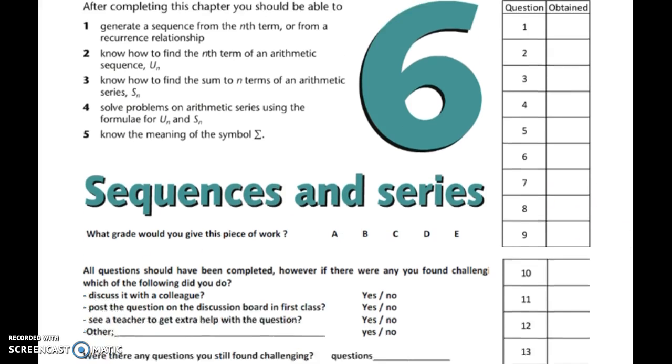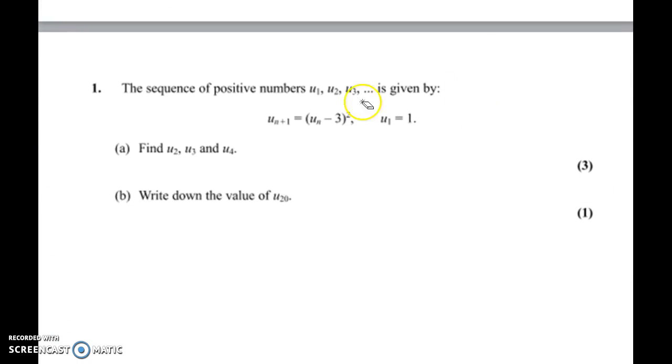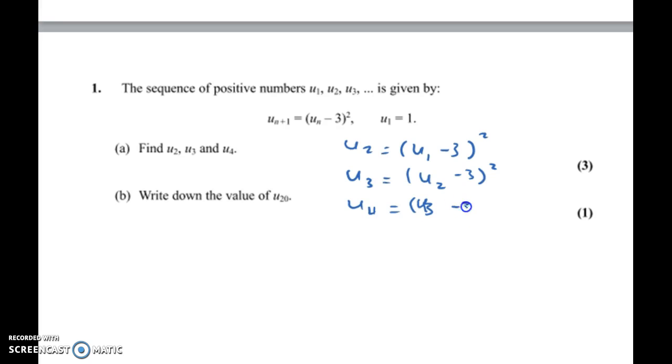The first part of this booklet is using the recurrence relationship part of the chapter. To solve questions like this, you need to understand that if u1 equals 1, u2 will be u1 minus 3 squared, u3 will be u2 minus 3 squared, and u4 will be u3 minus 3 squared. So we're going to stick in u1 equals 1 first of all.